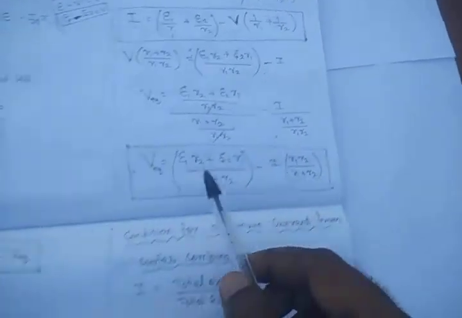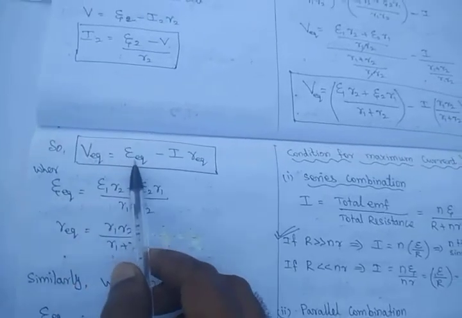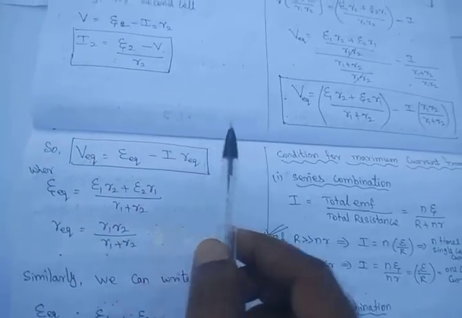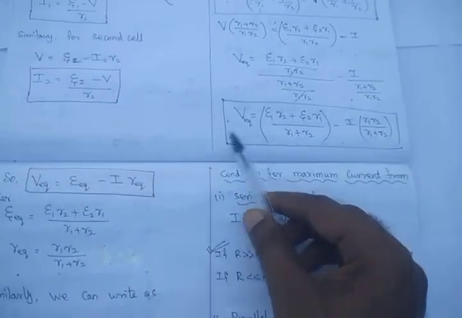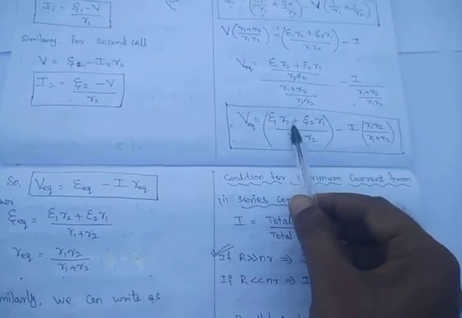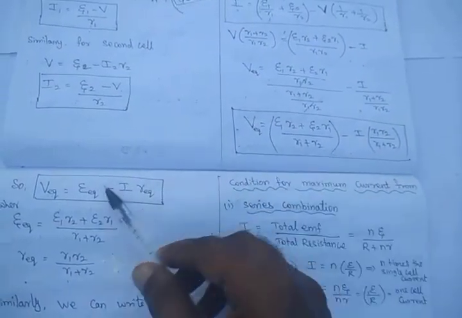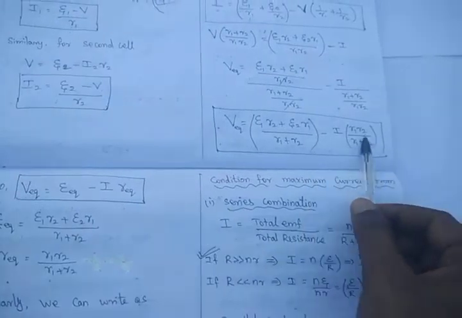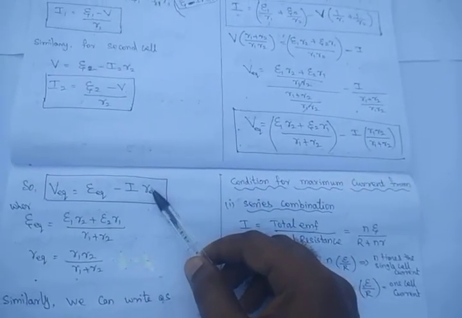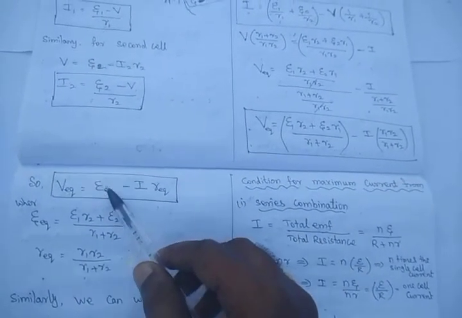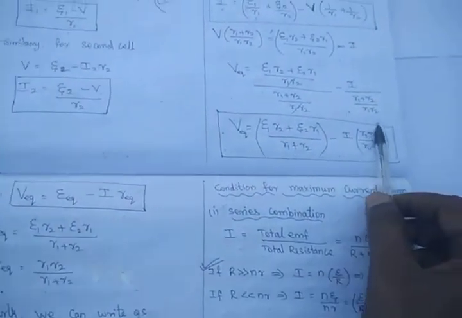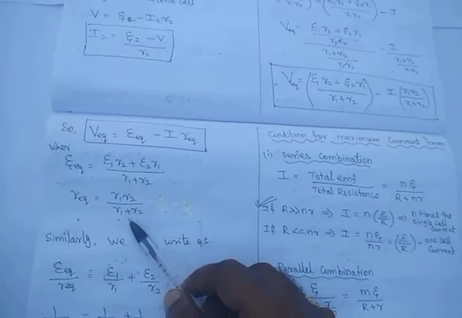So this can be written like this: V equivalent is equal to E equivalent minus I R equivalent. So listen, students. Here the E equivalent is equal to this entire expression, E1 R2 plus E2 R1 by R1 plus R2. Then R equivalent is equal to R1 R2 by R1 plus R2.